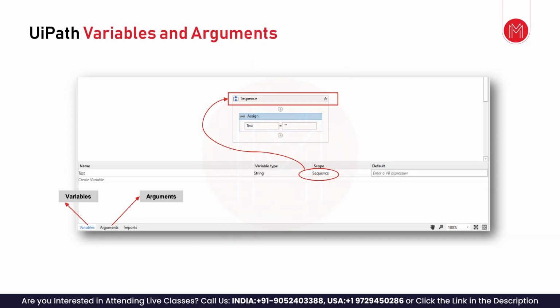Then we'll see about variables, about arguments: what is a variable, what is an argument, what are the differences between variables and arguments, what are the different types of variables available, and what is the scope, what is the default value. All these things we are going to see in variables and arguments.